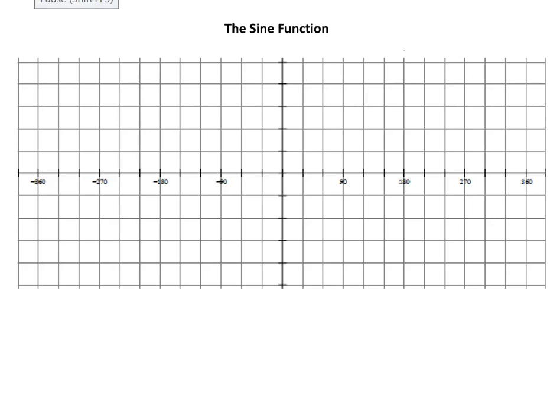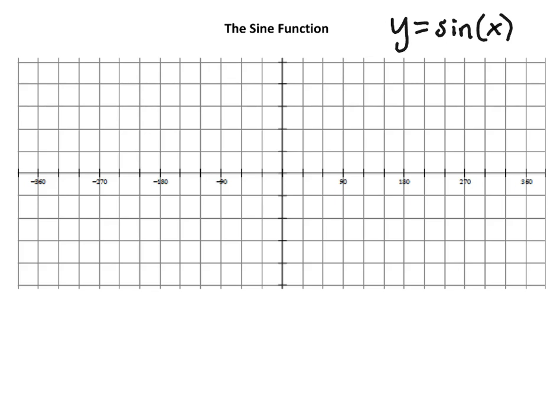So before you watch this video, I'd actually like you to fill out your table of values in your notes. In your table of values, what you're going to want to do is put in a whole bunch of different x's, all the way from negative 360 up to positive 360, and see what y values you get, and then try graphing it. And in this video, I'm going to show you what that graph should look like.